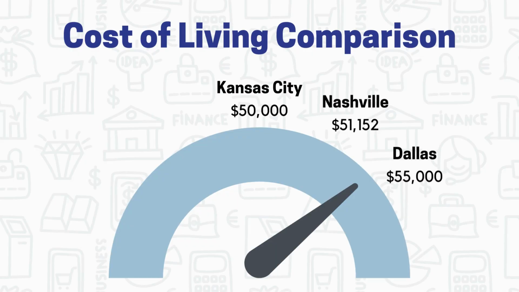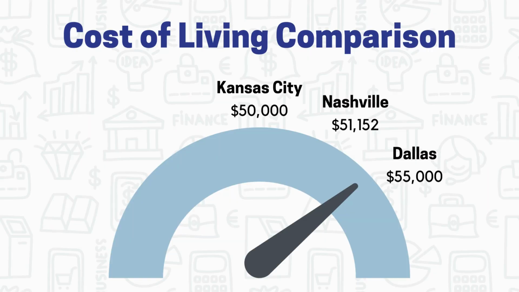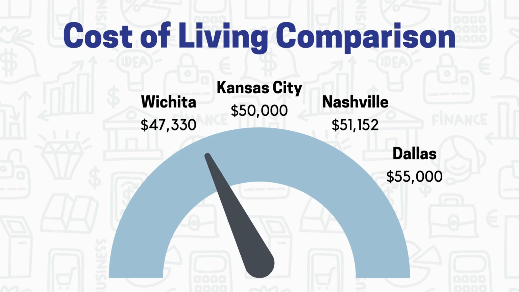And I also put in Dallas. Again, that is also a little bit higher. To live in Dallas, you would need almost $55,000 to have the same standard of living as you would in Kansas City. So I thought, well, let's look at some of the other options. So I pulled up Wichita, right? That's about 3 hours south of Kansas City, in Kansas. And to live in Wichita, Kansas, you would need around $47,330 to have the same standard of living as you would on your $50,000 in Kansas City.